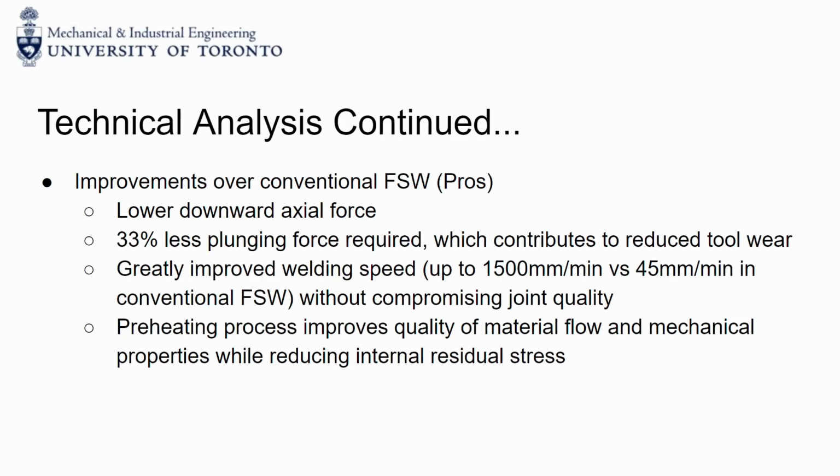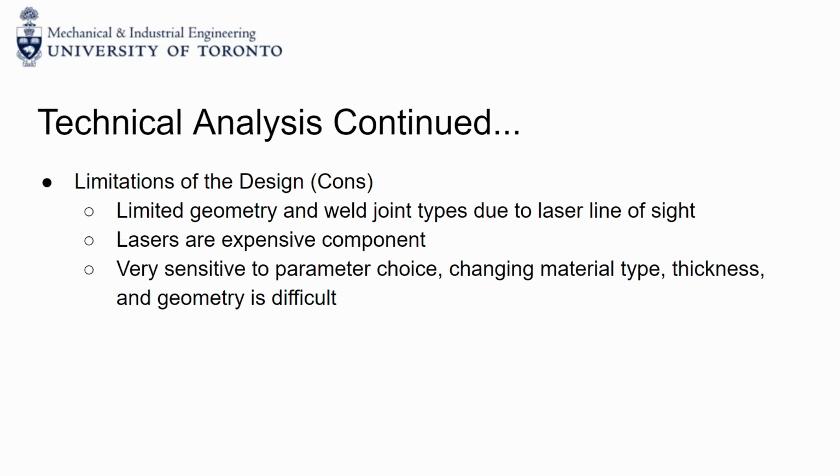So improvements over conventional friction stir welding: there's lower downwards axial force, so 33% less plunging force required in a study that looked at laser-assisted friction stir welding. There's a greatly improved welding speed, so up to 1,500 millimeters per minute, versus other studies which use conventional friction stir welding range from 20 to 100 millimeters per minute, which is much lower. And just in general, being able to control the heat input into the material gives improved material flow during the welding and better mechanical properties while reducing the internal stresses.